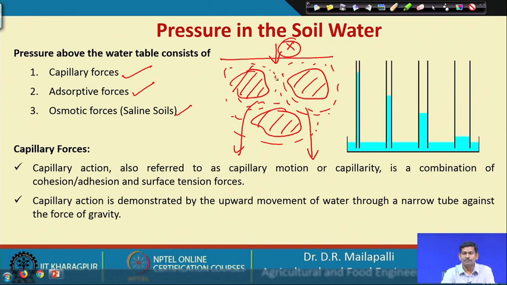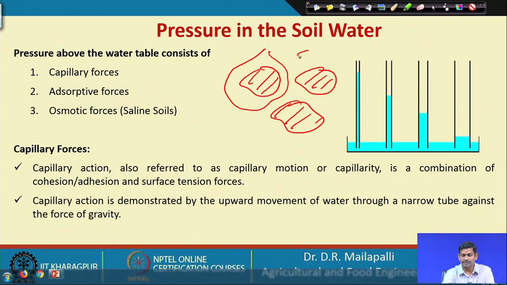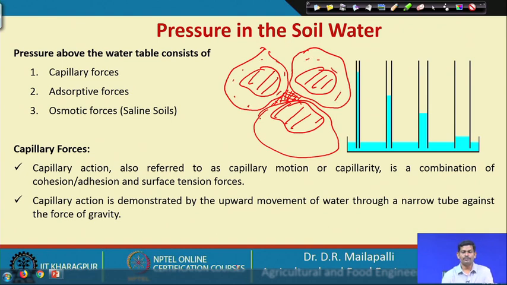Whatever water is experiencing gravity will be percolating down, and the remaining will stay. It is not 100% depleted, but some water will be held with the soil particles. This is the water held with the soil particles, and this is the air space, so there is no water here. This is all water held to this. So this water is held by some forces.